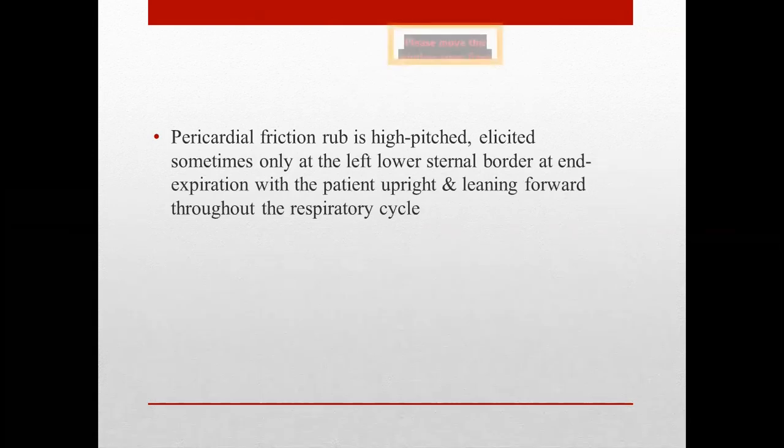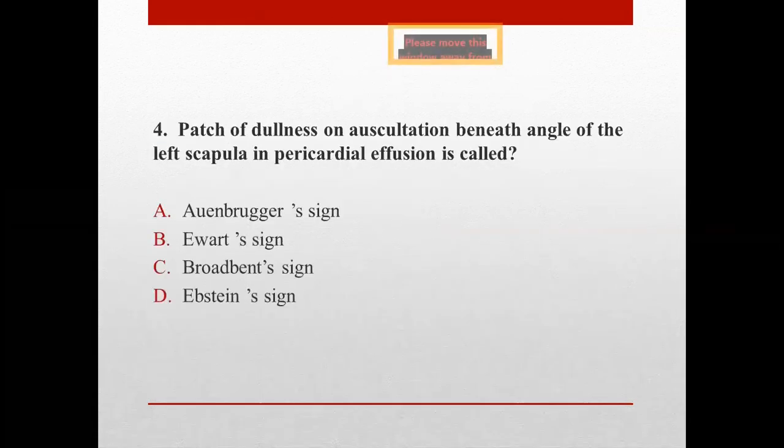So question number 4. A patch of dullness on auscultation beneath the angle of the left scapula in patient with pericardial effusion is called Ohnbrugger's sign, Ewart's sign, Broadbent sign, or Epstein sign. I'm waiting for your answer.